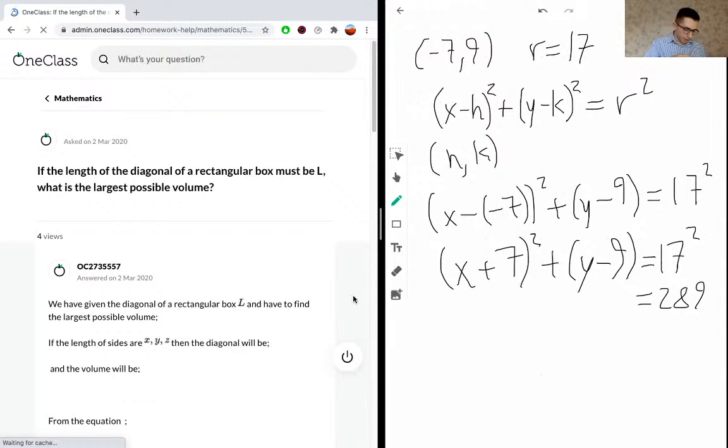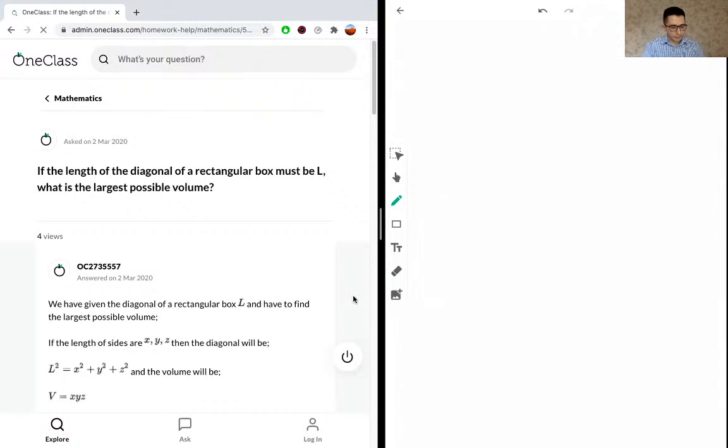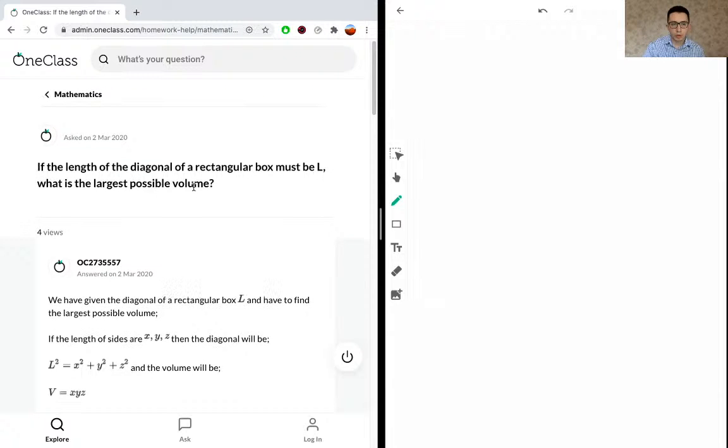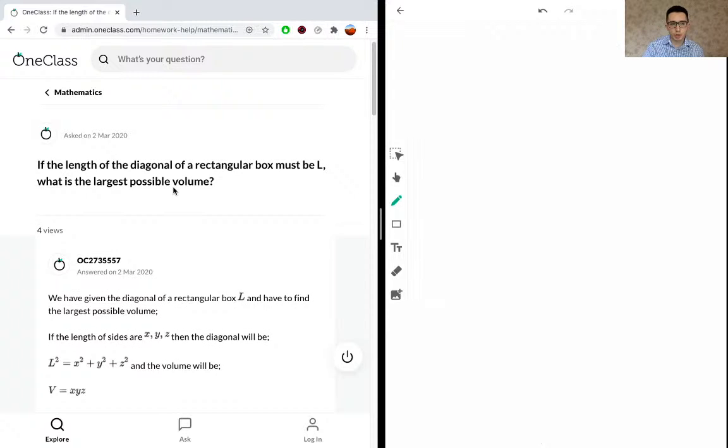I'm just going to clear the page here. Okay, so our next question is asking, if the length of the diagonal of a rectangular box must be L, what is the largest possible volume? When it's asking for largest possible, right away this is telling me that this is an optimization problem, so most likely we're going to be using derivatives.